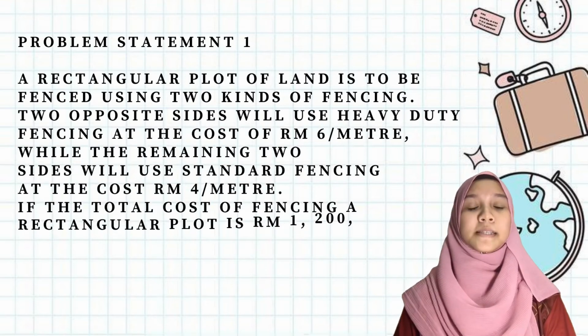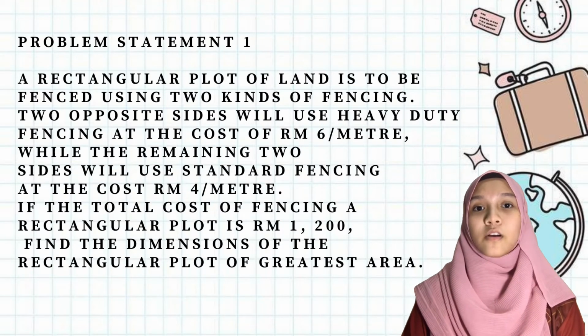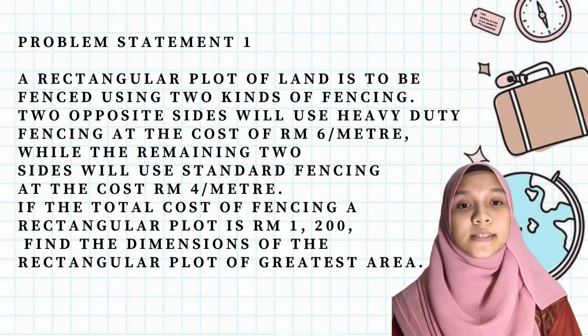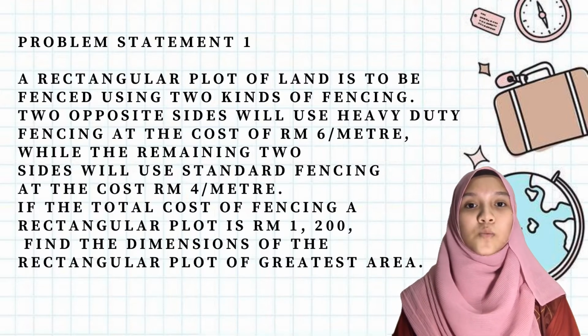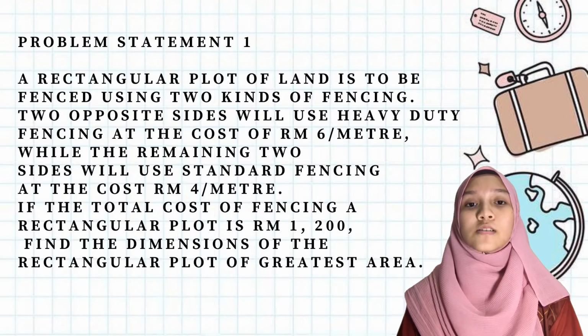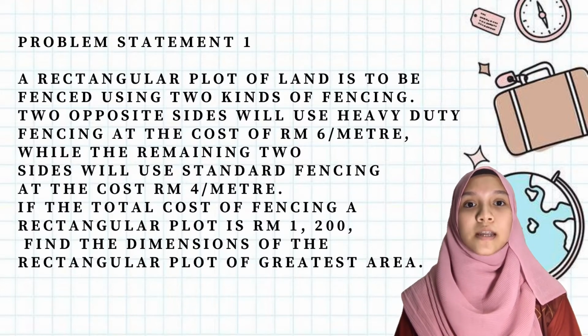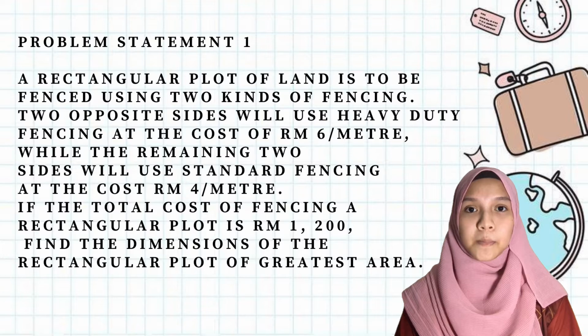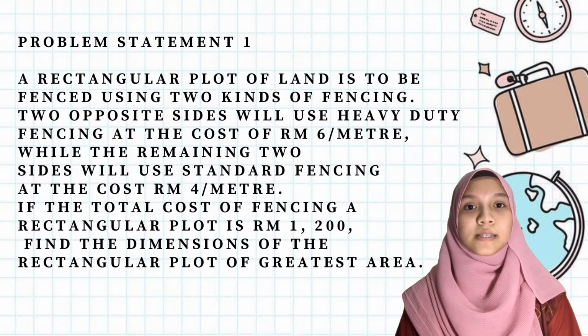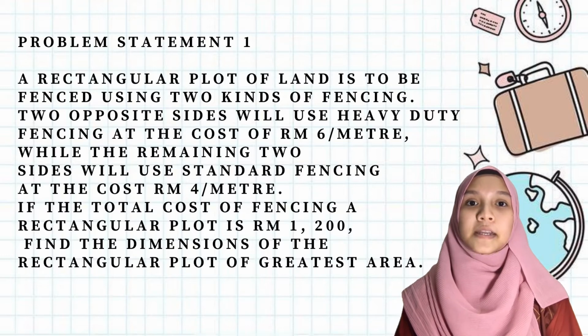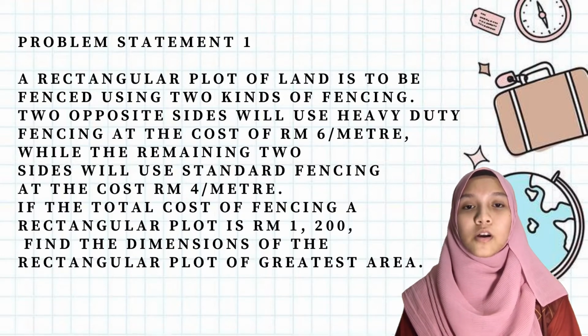Continue with problem statement 1. A rectangular plot of land is to be fenced using two kinds of fencing. Two opposite sides will use heavy-duty fencing at the cost of 6 ringgit per meter, while the remaining two sides will use standard fencing at the cost of 4 ringgit per meter. If the total cost of fencing a rectangular plot is 1,200 ringgit, find the dimension of the rectangular plot of greatest area.